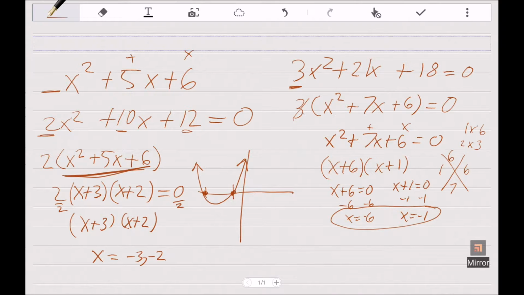Whenever I have the 3 in front, it would hit in the same places. It would just be a little steeper, because that's doing something called a vertical stretch. So it would hit the same, it would just be bigger. All my answers would be multiplied.